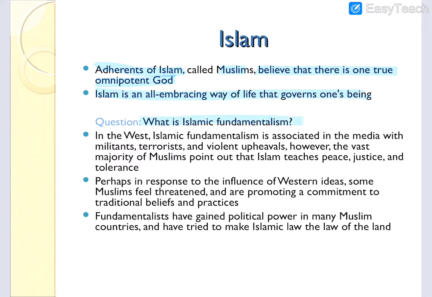So, what is Islamic fundamentalism? In the West, Islamic fundamentalism is associated by the media with militants, terrorists, and violence. However, the vast majority of Muslims point out that Islam teaches peace, justice, and tolerance. Perhaps in response to the influence of Western ideas, some Muslims feel threatened, and they are promoting a commitment to traditional belief and practice.